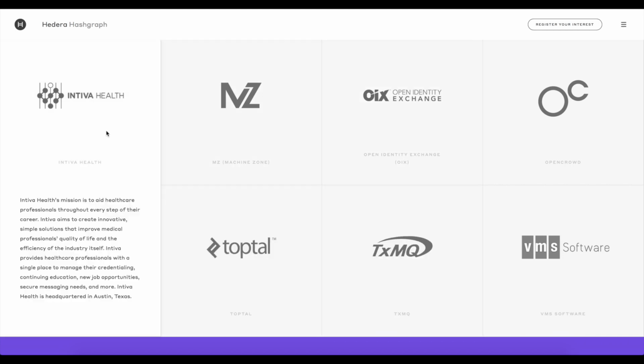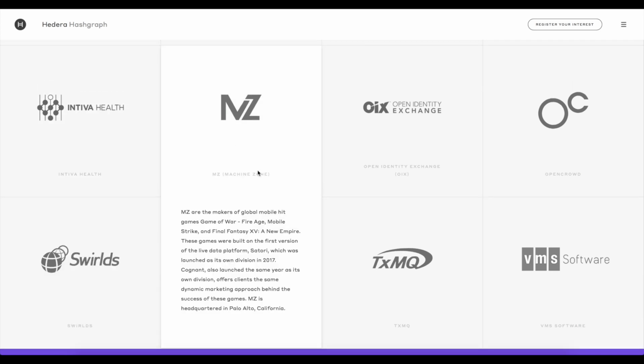Then they have Intiva Health, which is a startup, and they are basically trying to aid healthcare professionals throughout every step of their career, and the applications will be built on top of Hashgraph technology, which is very good. So they are also working in healthcare. Their partners are overall growing day by day. They have planned so many conferences this year, 2018, and you guys can see a lot of partners coming up and signing with Hashgraph in general.